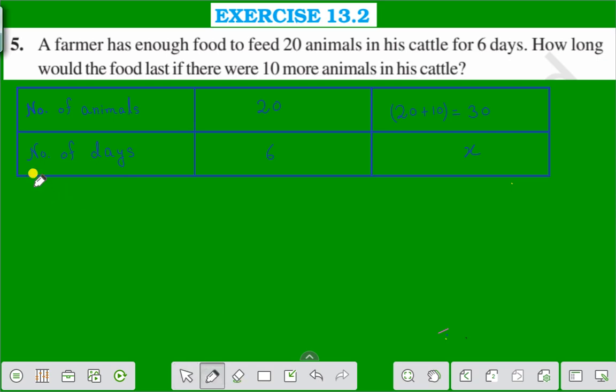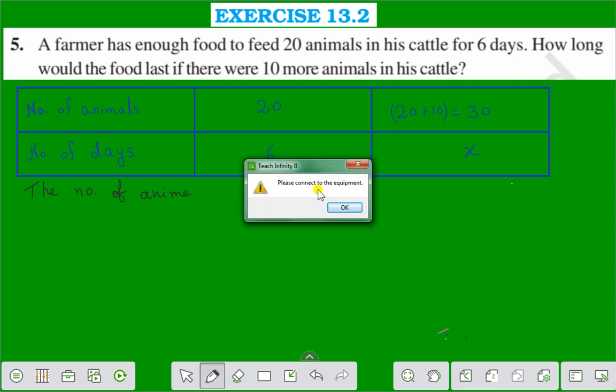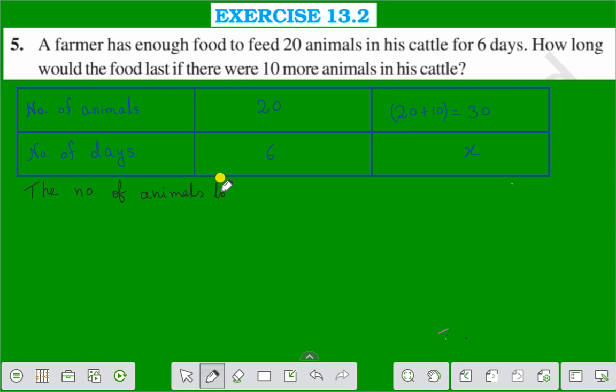Here you see that the number of animals to feed and the number of days are in inverse proportion. Inverse proportion.